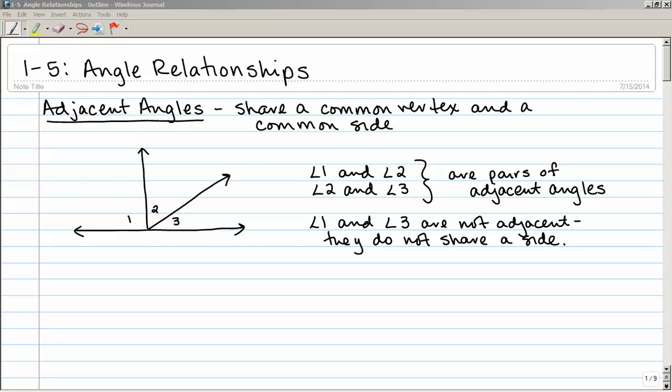Adjacent angles share a common vertex and a common side. In other words, they're two angles that are right next to each other. They're going to have the same vertex, and they're going to share a ray.